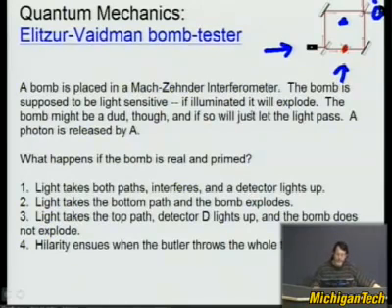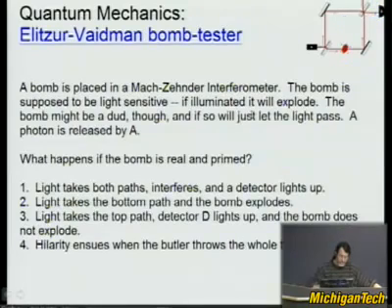Okay, so we're asking here, what if the bomb is real and primed? Light from A is still the same. It's releasing photons just like it did before. Will light take both paths and will a detector light up? Will the light take the bottom path and the bomb will explode? Will light take the top path and detector D light up and the bomb does not explode? Or hilarity will ensue when the butler throws the whole thing in the trash? It's like a sitcom.